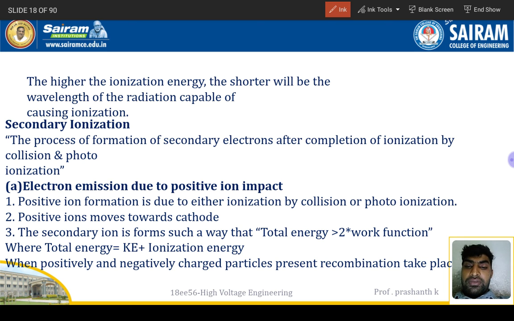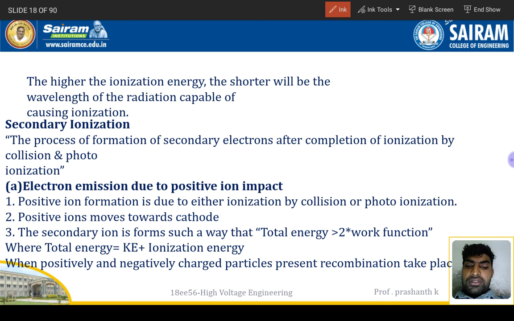Secondary ionization is the process of formation of secondary electrons after the completion of the ionization process, collision and photoionization. Electron emission is due to positive ion impact. Positive ion formation is due to either ionization by collision or photoionization. Positive ions move towards the cathode, everybody knows, right? The secondary ion forms in such a way that the total energy is greater than two times the work function, where total energy is equal to kinetic energy plus ionization energy.